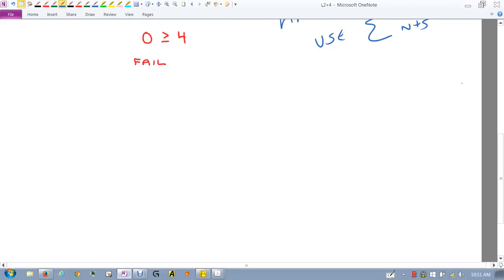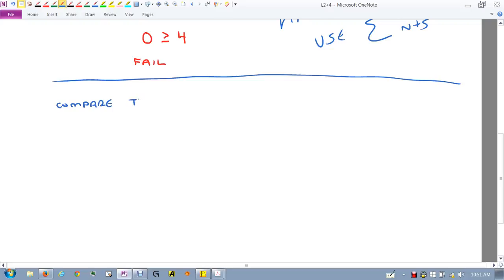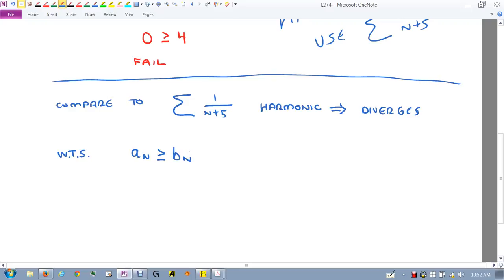Okay, so here we go. I start over. All right? I'm going to compare to the sum of 1 over n plus 5. This is harmonic. Therefore, it diverges. So I want to show that my a sub n is bigger than or equal to the b sub n. And a sub n, b sub n are bigger than 0. Those are both still true, right? Those are both true still? All right, let's try and show this inequality.